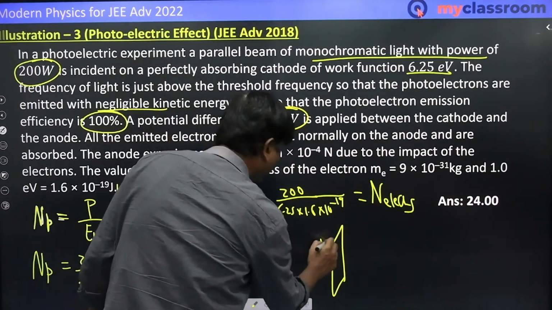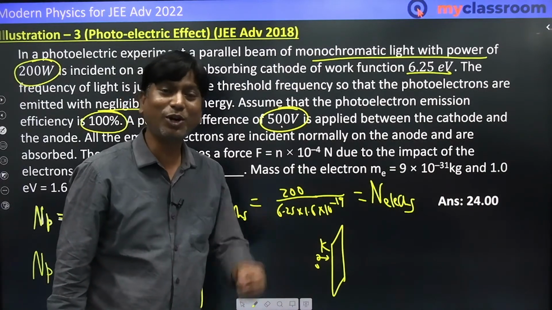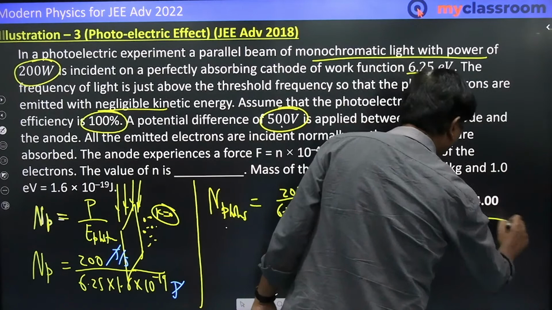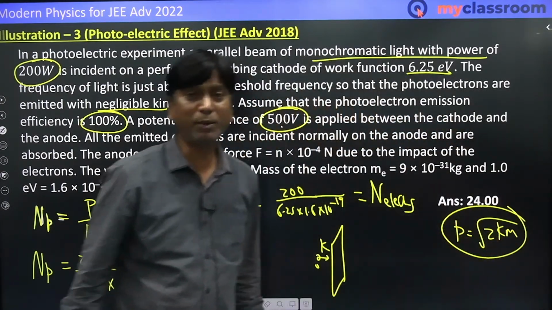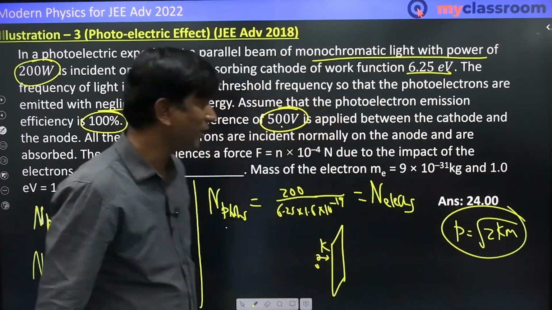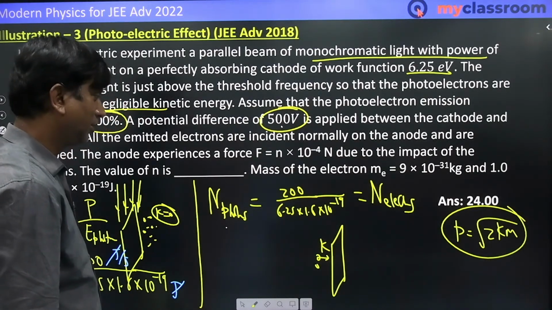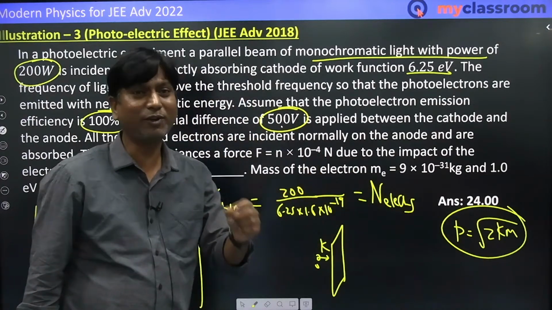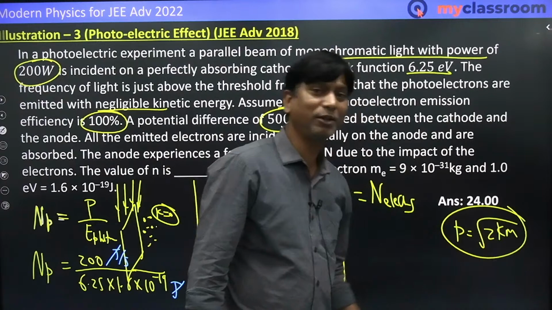Let K be the kinetic energy. Once the kinetic energy of the electron is known, you know how to find the momentum, because the relation between momentum and kinetic energy of a particle is momentum equals under root of 2Km. The change in momentum is also this only, because the final momentum is 0, as it is perfectly absorbed.